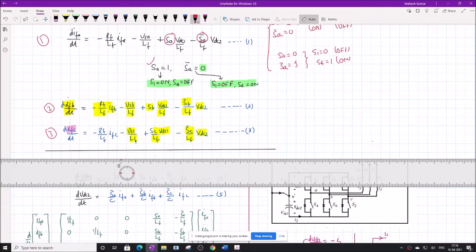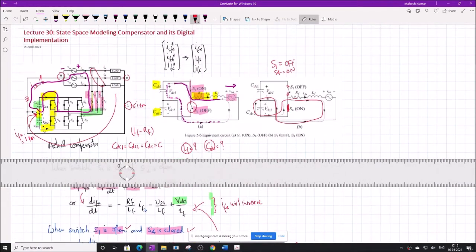We need two more equations to make a state space model. Why? Because there are 5 energy storing elements, so the order of the system is 5. If you look here, there are 3 inductors, 1, 2, 3, and 2 capacitors, this and this. So a total of 5 state variables are there. Hence we need 5 equations to form the state space model. So we will also write the expressions for BDC1 and BDC2.